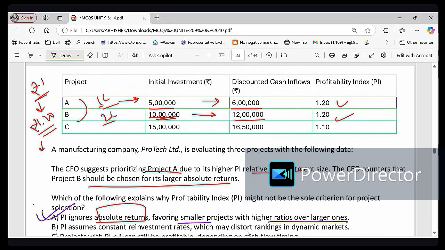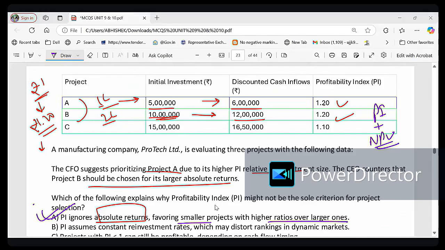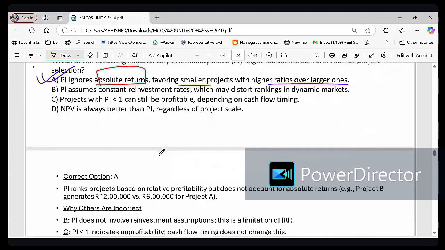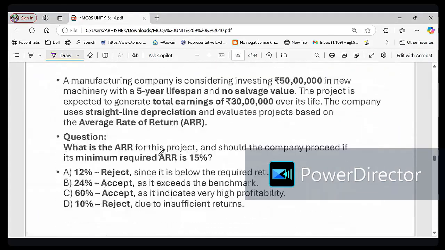It just tells you how much profit you are making per rupee invested. It is great for comparing relative profitability. But when projects differ in size, PI alone can be misleading. So what we do, we use PI plus NPV, right? Both are used simultaneously to make a smarter decision. To make a smart decision, we use profitability index as well as NPV. So option A is the correct answer here. It ignored the absolute return. That is the limitation of PI, right?